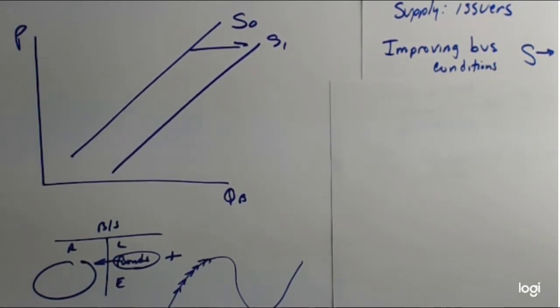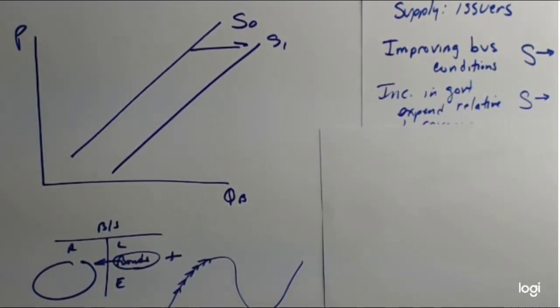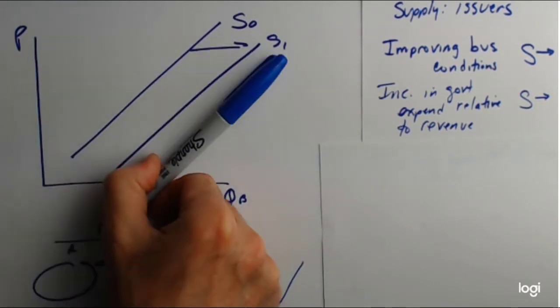And so businesses want to respond to that by expanding. Another thing that will increase the supply is if there's an increase in government expenditures relative to revenue. So if there's an increase in expenditures relative to revenue, the government's going to issue bonds to finance that. And so that's going to shift the supply curve out.